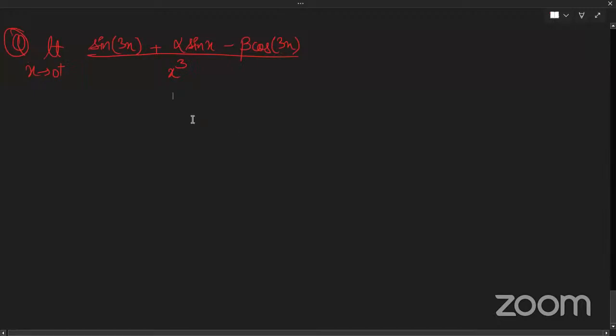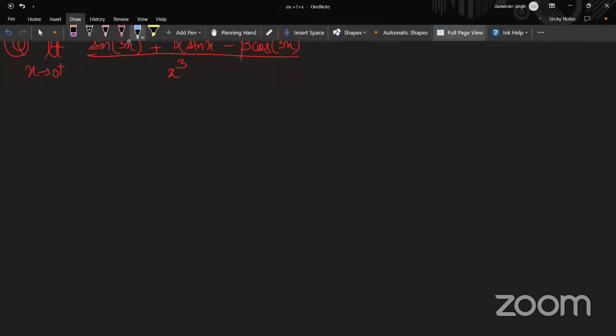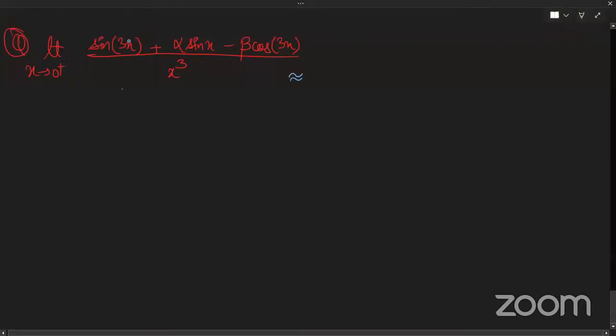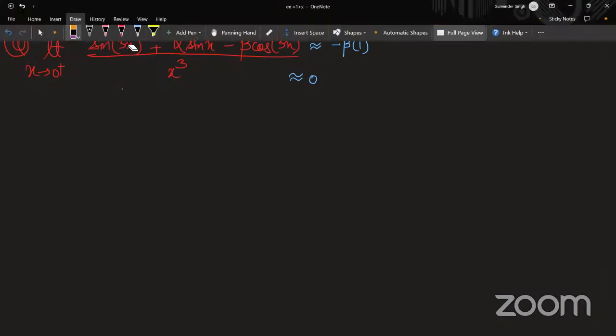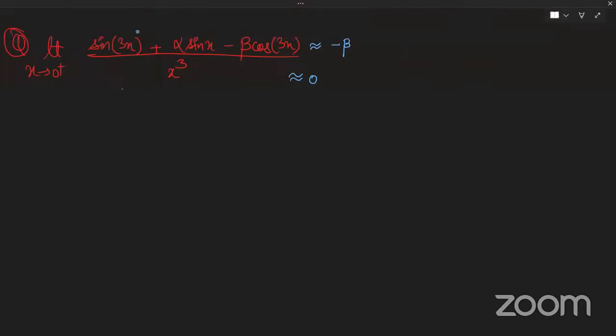So I've got sine of 3x plus alpha sine of x minus beta cos of 3x divided by x cube. So where will my denominator tend to? 0. What about the numerator? Sine of 0 is 0, plus alpha into 0 is 0, minus beta into 1, right? So it is minus beta only. So now it is minus beta divided by 0. So what should be my value of beta?